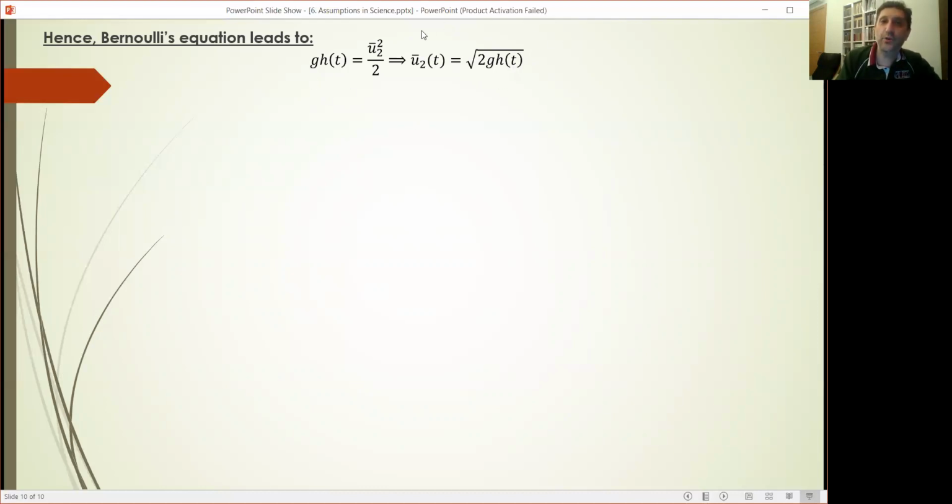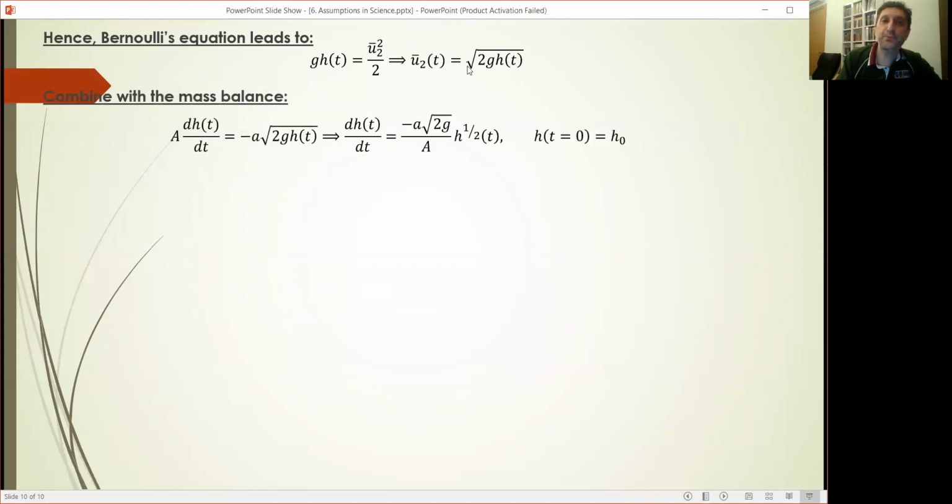Since we have an expression for U2 here, we just put this U2 in the mass balance equation, and we come up with the rate of change of liquid level in our tank. As you can see, dH/dt is going to be equal to 2 times measured areas and gravity. So this whole thing is going to be constant, and h to the power 1/2 here. With an initial liquid height or water height, this system can be solved.